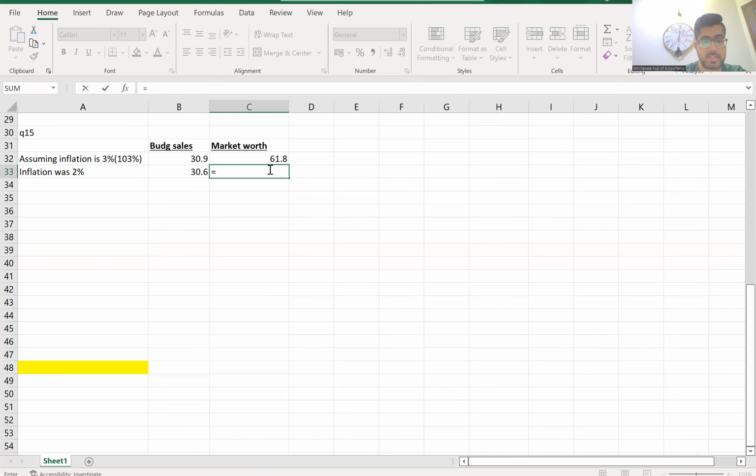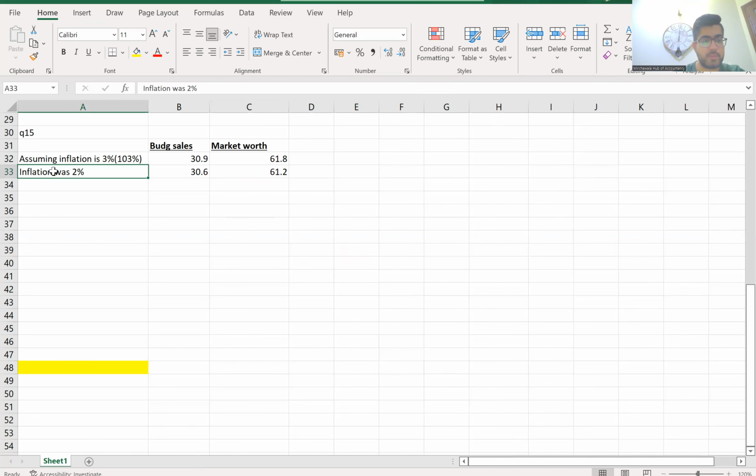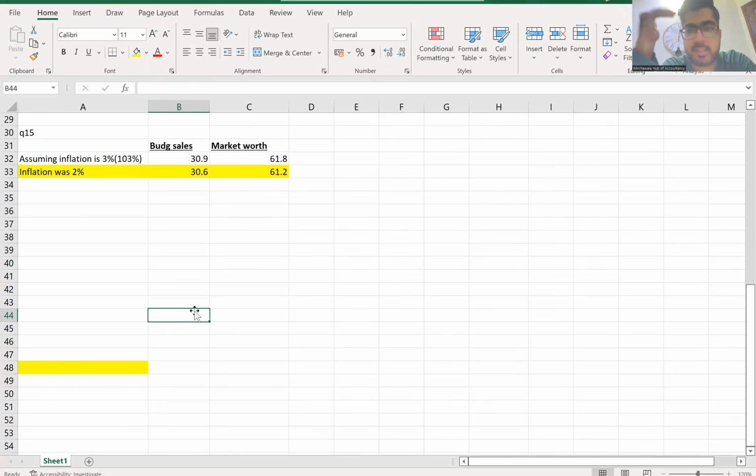And similarly, 61.8 was made assuming 3% inflation. It was 103%. So bring it to 2%, 102. Okay. So this was the proper budget, that you budgeted sales 30.6 with 2% and market 61.2.